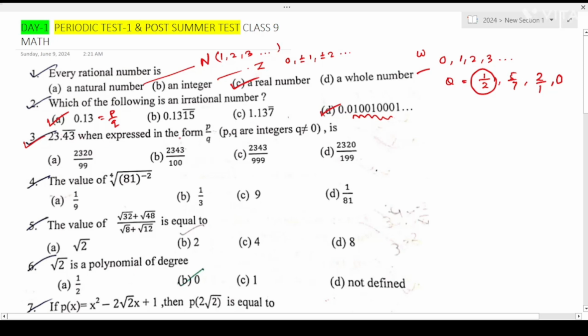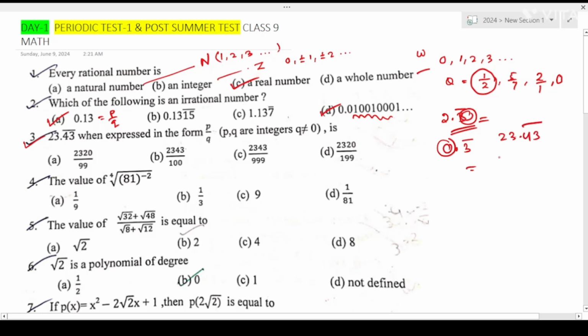23.43 bar when expressed in the p by q form is dash. Okay, so we know that when we convert a decimal number, suppose 2.3 bar, how to convert it in short form? Now first we check whether the number is 0 point something, meaning we can use the shortcut. Like 0.3 bar means the left side must be 0. Okay, but here it is 2.3.